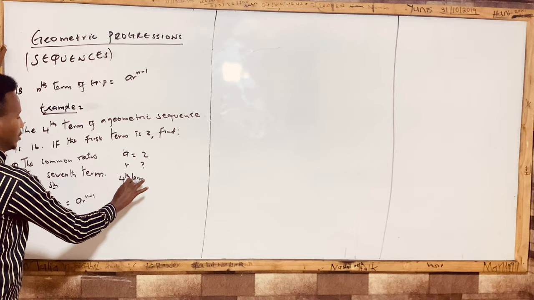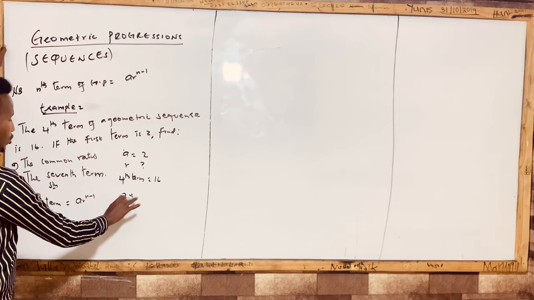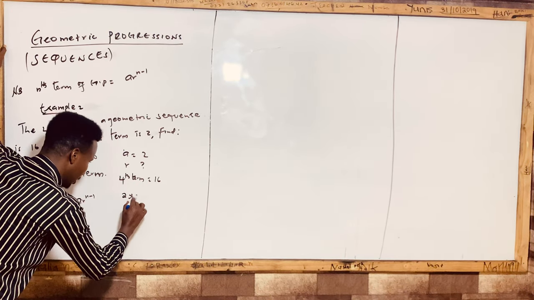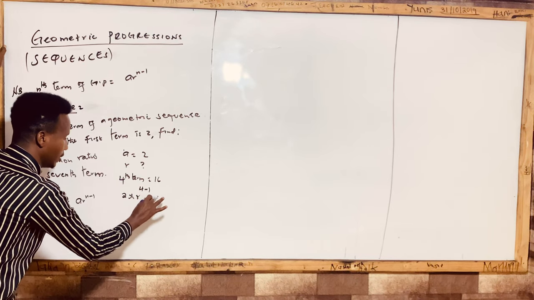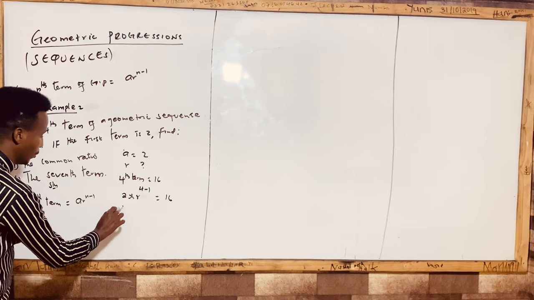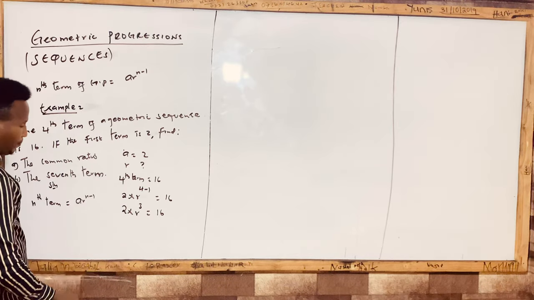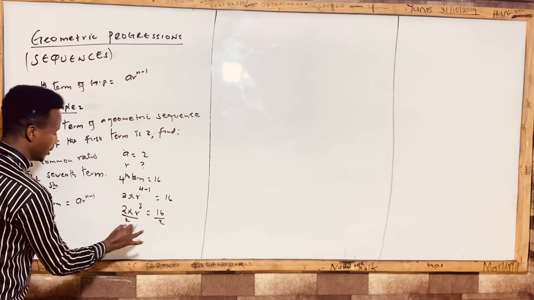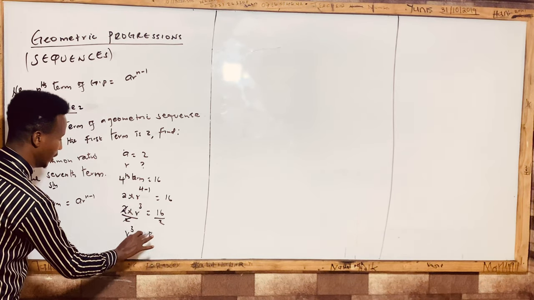So I'll say now, 2 times r, I don't have r because I'm looking for that r, but I know n, n is 4 minus 1, is equal to 16, equated to the fourth term. So it will be 2 times r power 3 is equal to 16. When you come to this point, eliminate these two through division. Just understand, cancel this. So you have r power 3 is equal to 8.